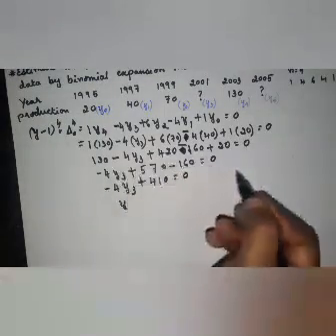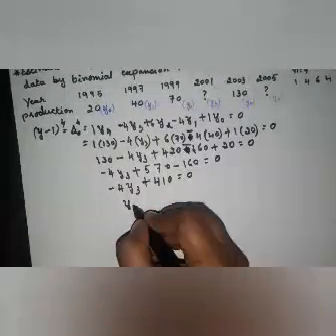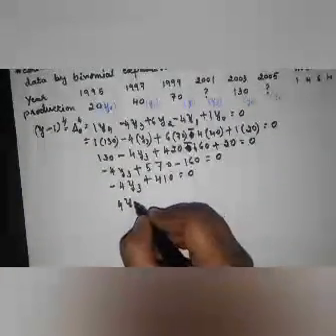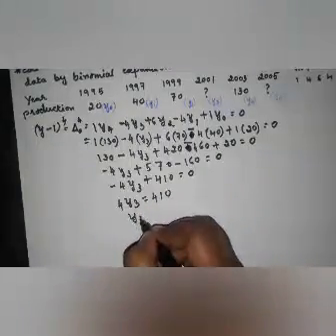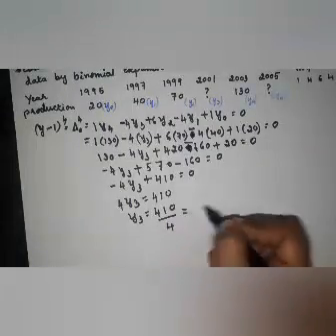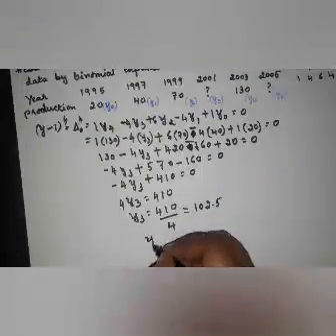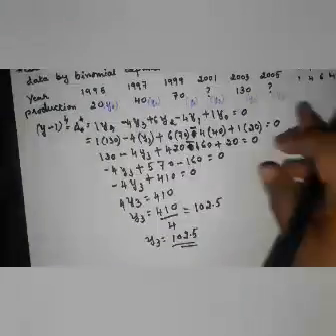Taking the 4y3 to the other side, minus 4y3 becomes plus 4y3, which is equal to 410. y3 is equal to 410 divided by 4. When we divide that, y3 is equal to 102.5. The production for the year 2001 is 102.5.